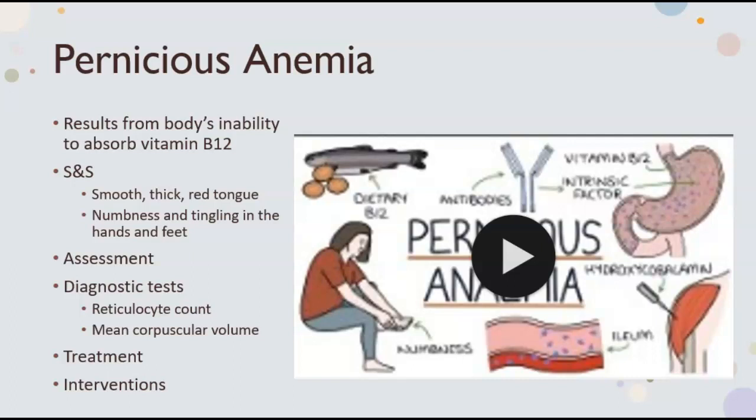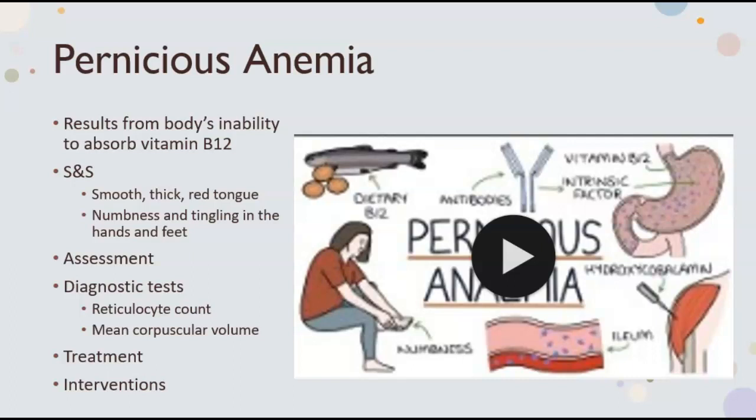They might also have numbness and tingling in the hands and feet, and that goes along with how vitamin B12 affects nerves, and if there's not enough, it can lead to the degeneration of nerves. They might have GI complaints like nausea, vomiting, diarrhea, because vitamin B12 is absorbed in the stomach. And they can also have confusion and memory loss, and that relates to the nerve and white matter degeneration.